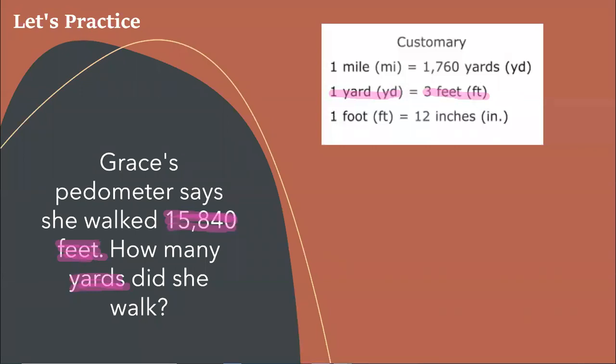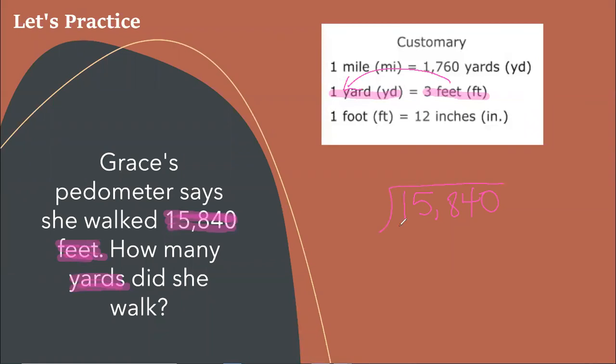So if I know the number of feet and I want to know the number of yards, I am moving from feet to yards. So in which direction am I moving? Big to small or small to big? Very good, small to big. Remember our saying says, small to big, divide the pig. So we will be dividing. So we know that Grace walked 15,840 feet.